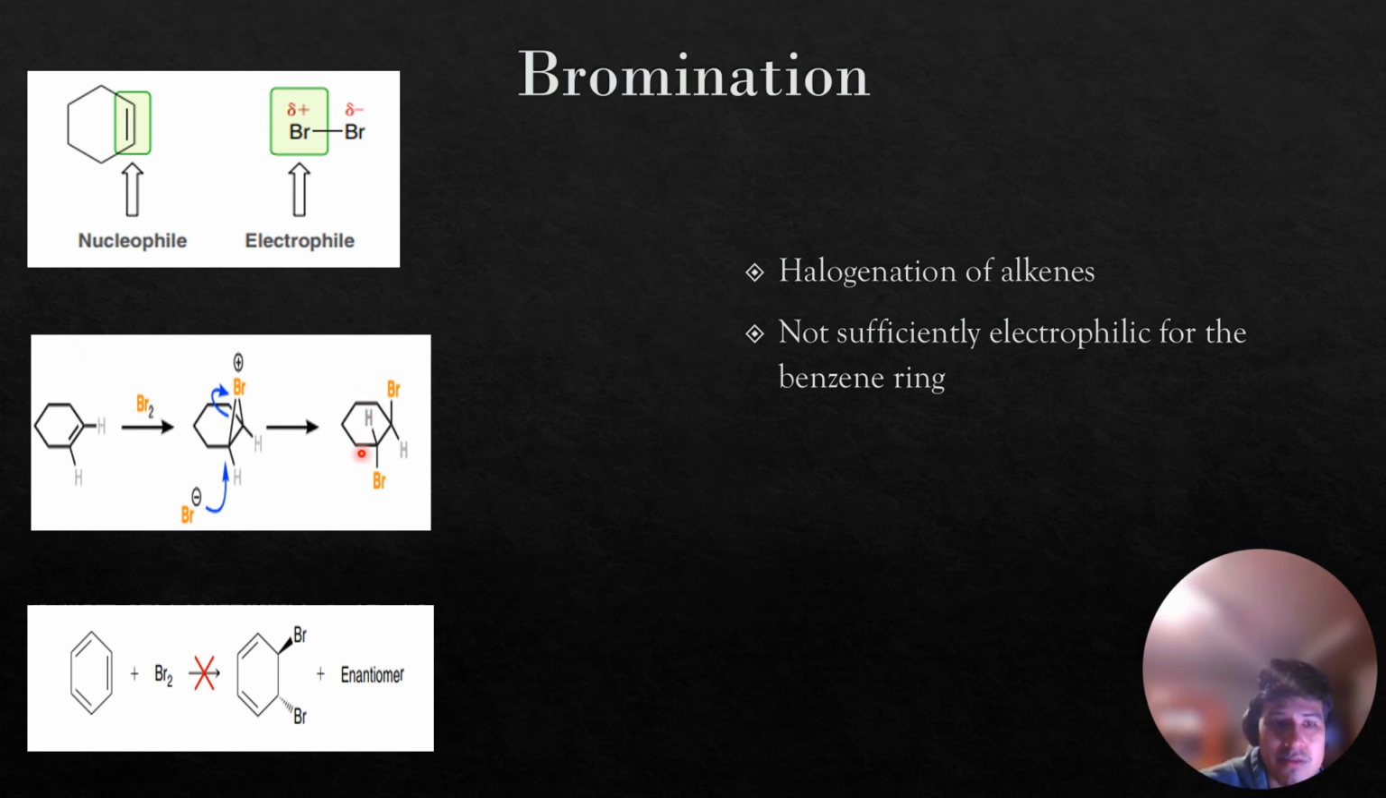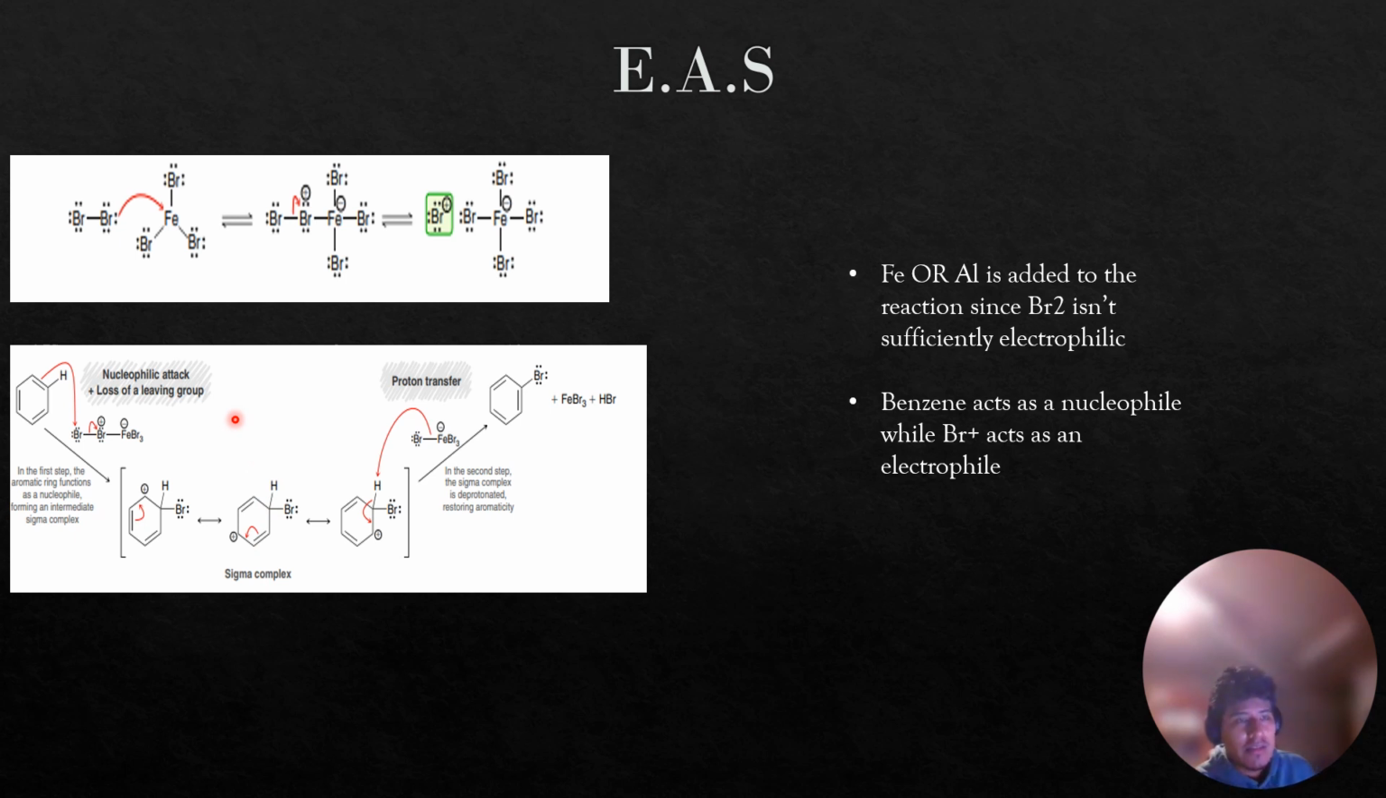However, on a benzene ring, this is not possible. Br2 alone isn't sufficiently electrophilic for a nucleophilic attack from a benzene ring, and that's when a different type of reaction occurs, called electrophilic aromatic substitution. There are two main differences. In the reagents, we add bromine and iron, or aluminum if chlorine is to be added to a ring.